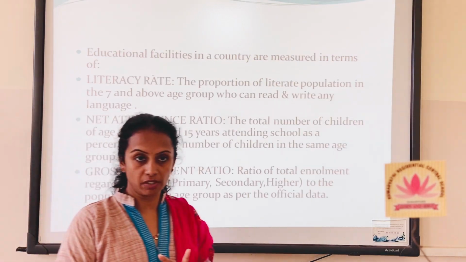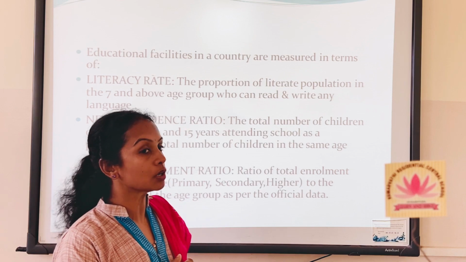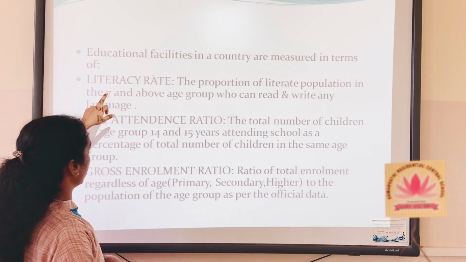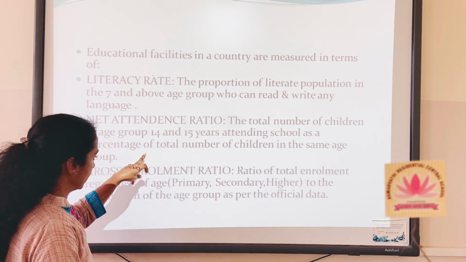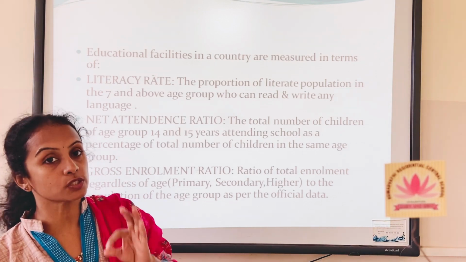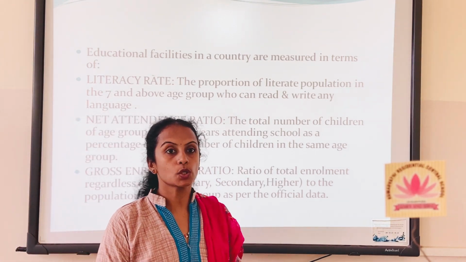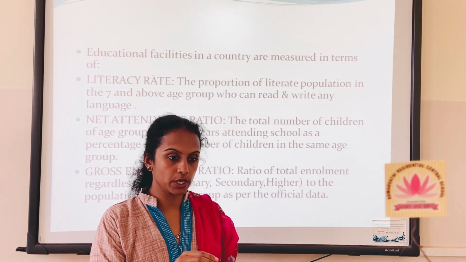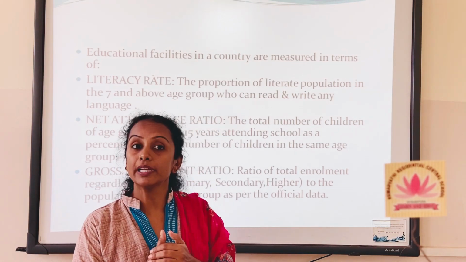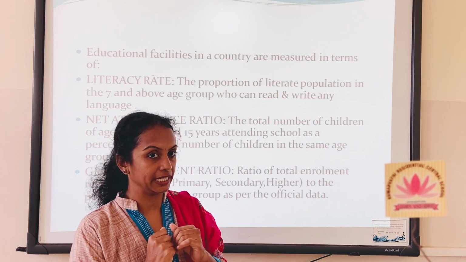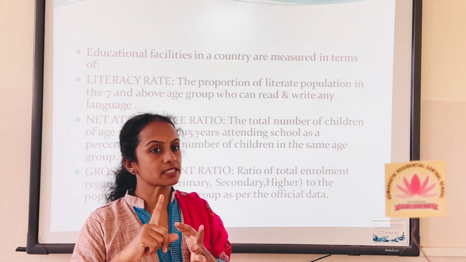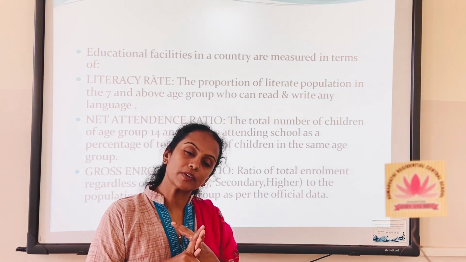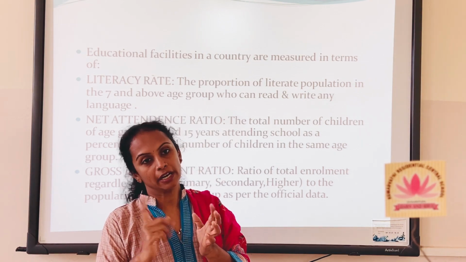So in the educational facilities, what are you going to concentrate on? We will check the literacy rate, net attendance ratio and the gross enrollment ratio. So whether the country has provided better education facility or not. We have got three criteria. One is literacy rate, another is net attendance ratio and the third one is gross enrollment ratio.